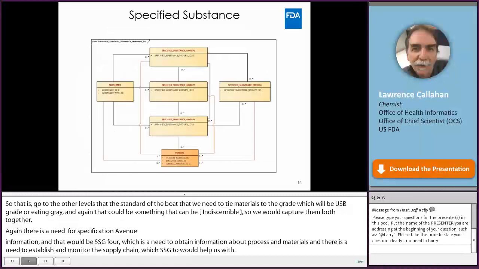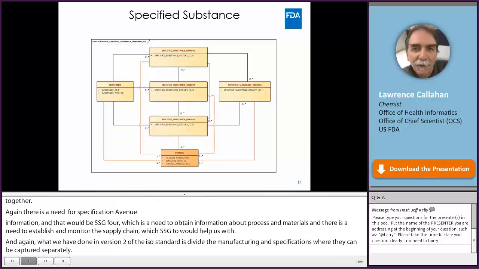Again, this is just a screenshot of the actual model that we have. And again, everything sort of goes back to a substance. You have to have one of these things, and you get a version. And a substance can lead to multiple specified substances, or it could lead to multiple group 1 or group 2 specified substances. And then again, group 4, we capture all the modifications and how they're made, and also the specifications at group 4.